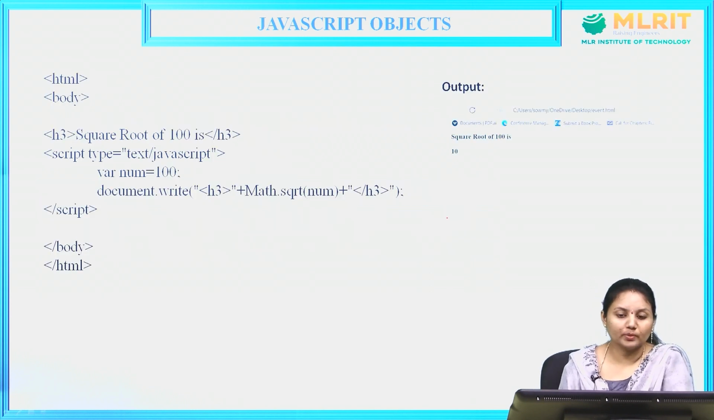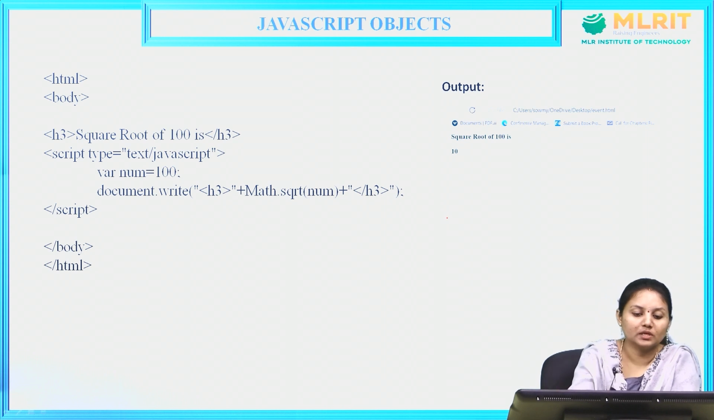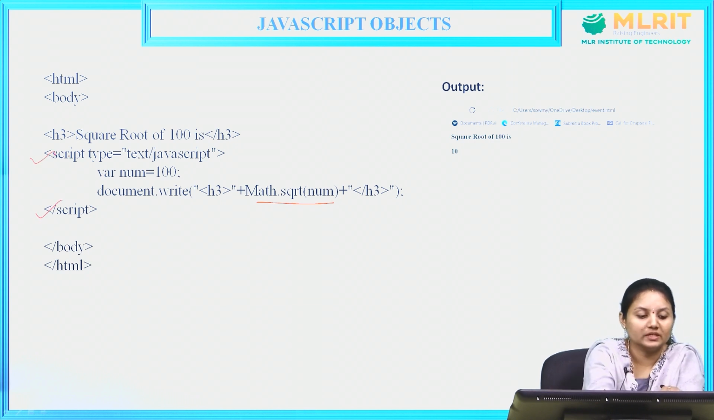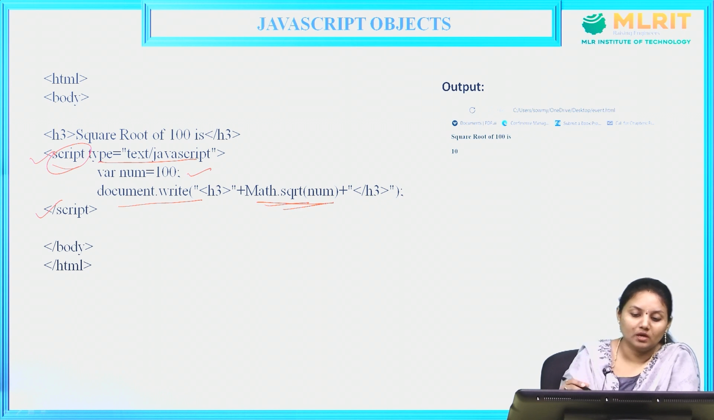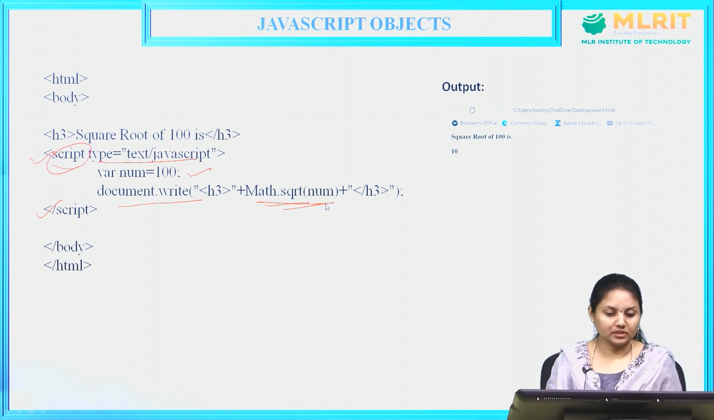So, here is a program where we are going to use Math.sqrt. A sample HTML along with the script. We are talking about JavaScript, so in every JavaScript program we start with a script tag, type equals text/javascript. Create a variable number equal to 100 and document.write Math.sqrt of number. Let me show you the execution of this.